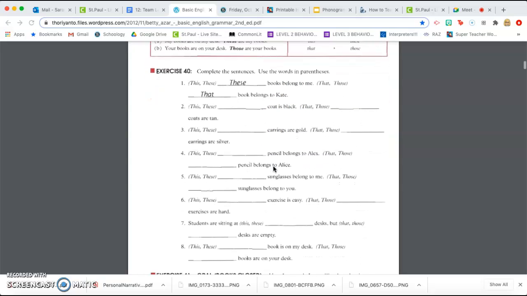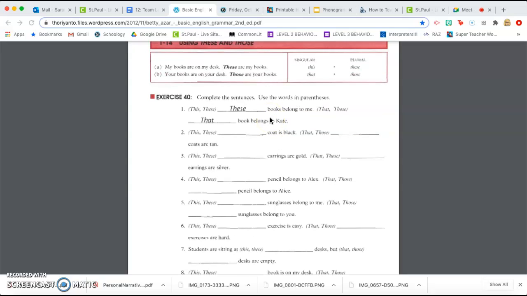Okay, let's take a look at number 2, see what we can do here. Blank coat is black. Coat. Is that 1 or 2 or more? The answer is it's 1. I know that. There's no S on the end. 1 coat. So singular. Which one is singular? Go back up. This, right. This coat is black.